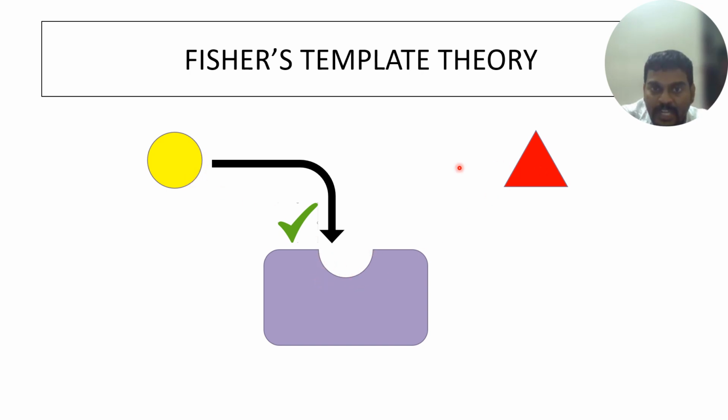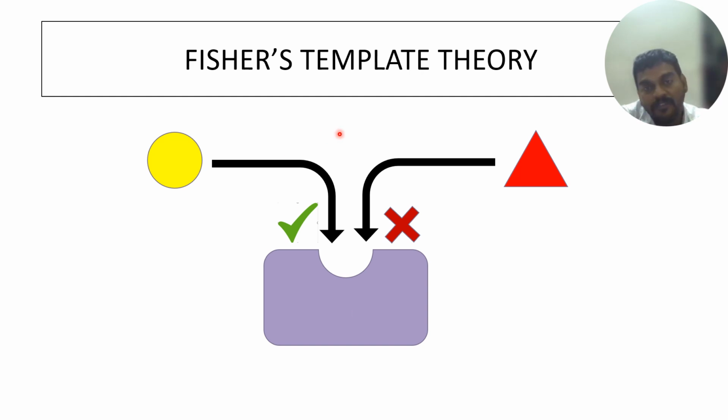This substrate cannot get attached to the active site because the shape of this particular substrate is not complementary to that of the active site of the enzyme. Is it clear? So the limitation which we saw in the first theory is overcome by Fischer template theory. According to this theory, the active site is rigid and it is complementary to that of the substrate. But there is a limitation in this theory also.